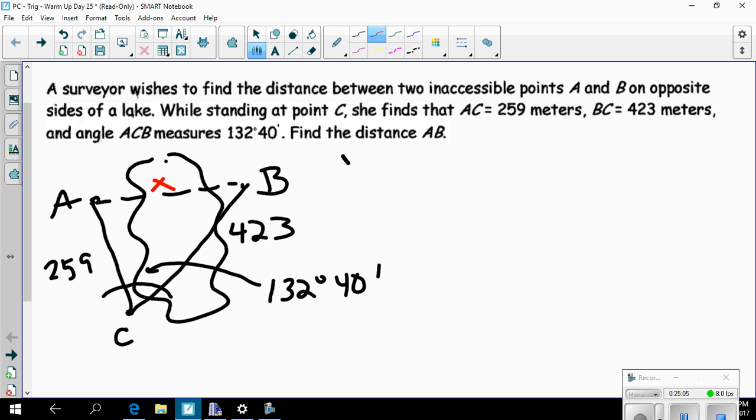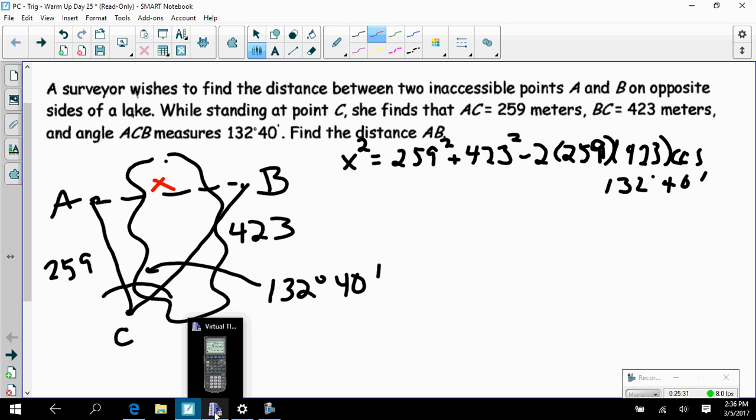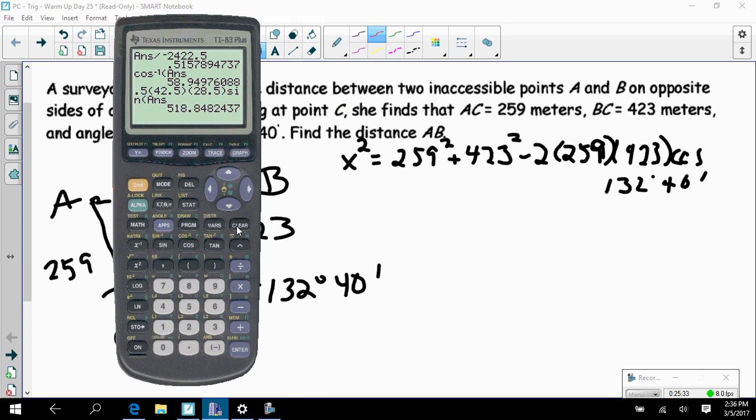So we're going to have x squared equals 259 squared plus 423 squared minus 2 times 259 times 423, cosine of 132 degrees, 40 minutes. Now, is this one that I can type in all in one step or not all in one step? I can do it all in one step.